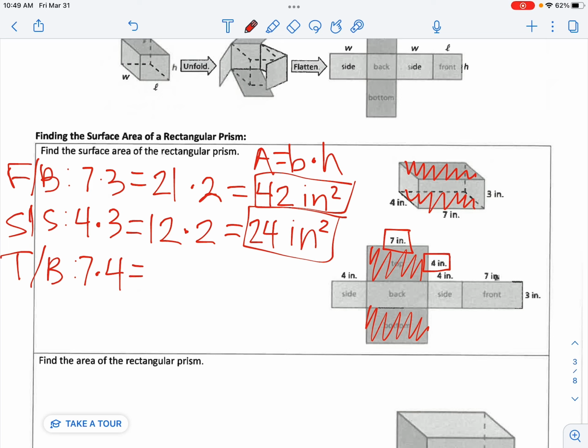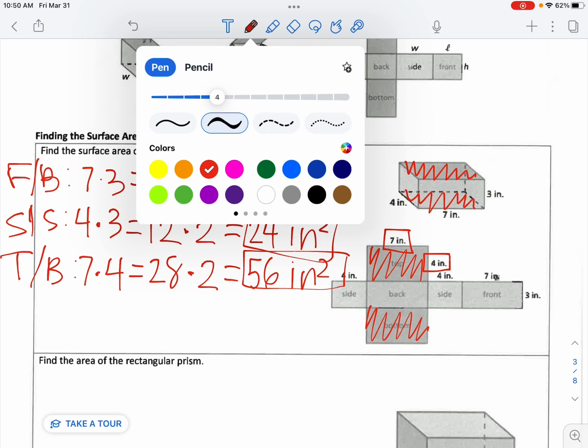7 times 4 is 28. Since that's the top and the bottom is the exact same, we're going to multiply by 2. And we get 56 inches squared. So those are all 6 of my tops.